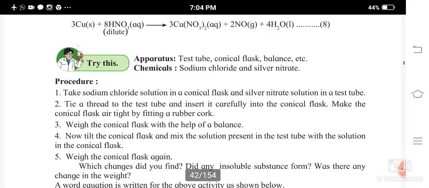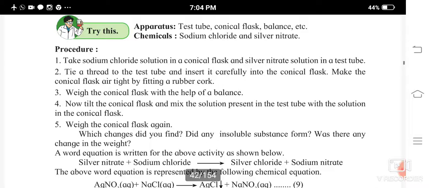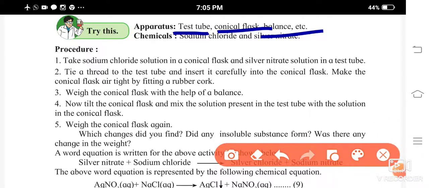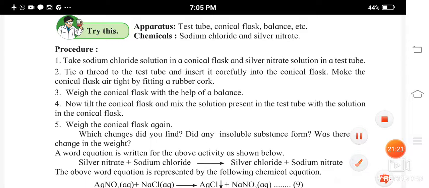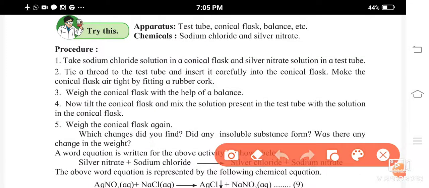Now see, next try this apparatus. You require a test tube, conical flask, balance, etc. So what all you require here? Apparatus: you require a test tube, conical flask, and a balance. Now the chemicals you require are sodium chloride and silver nitrate.